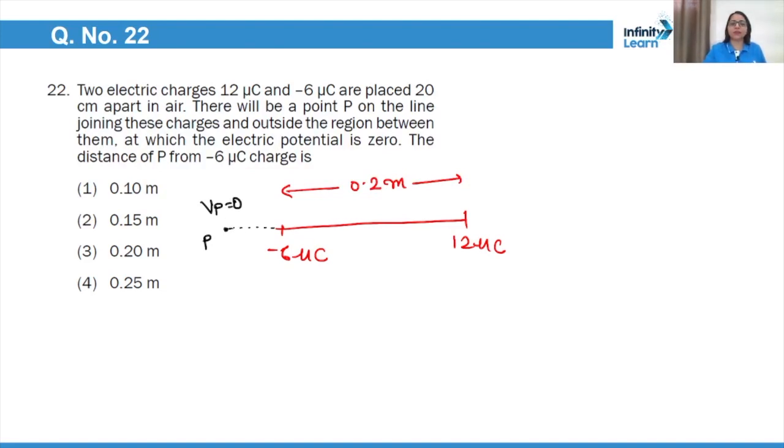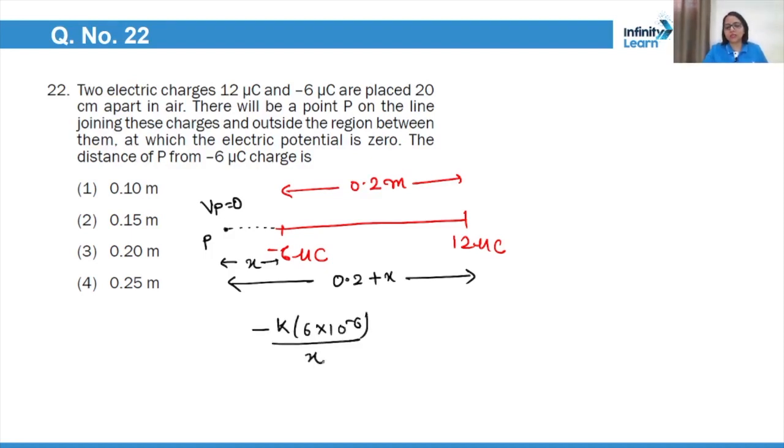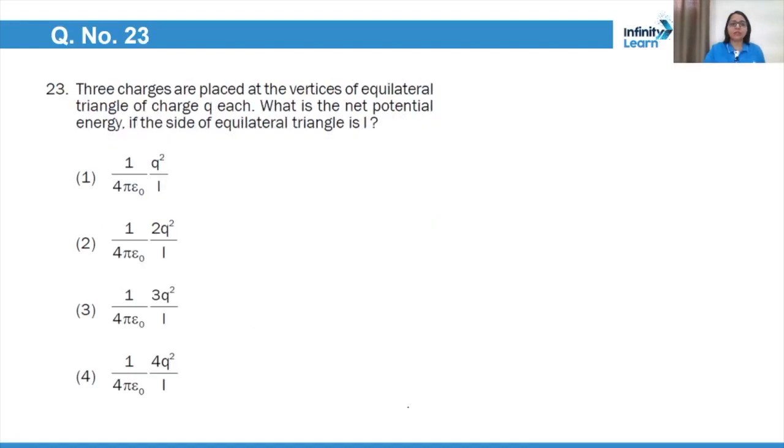The distance of P from the minus 6 microcoulomb charge is, let's say, x. So separation from 12 microcoulomb will be 0.2 plus x. Right, so electric potential due to minus 6 will be minus k into 6 into 10 power minus 6 upon r, which is x, plus because of 12 microcoulomb will be k into 12 into 10 power minus 6 upon 0.2 plus x, and that is equal to 0, right? So if you solve this equation, you'll get the value of x as 0.2 meter, which is option 3.